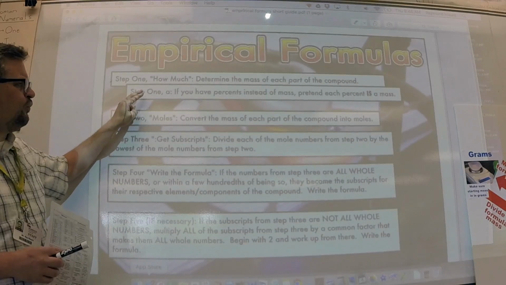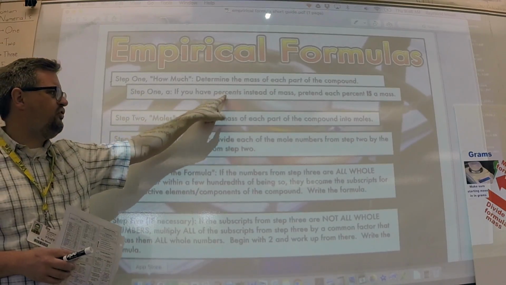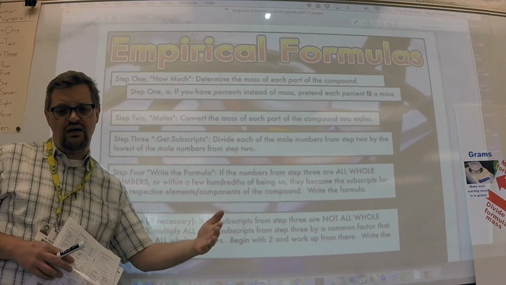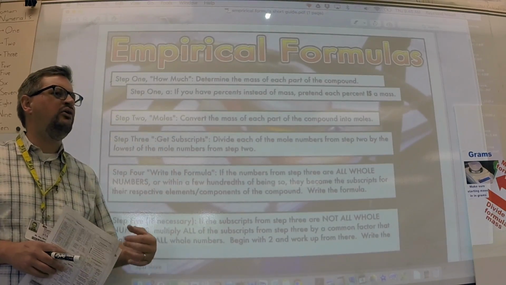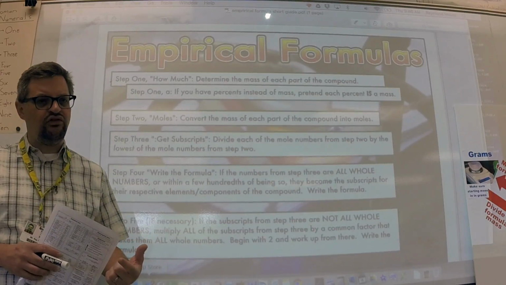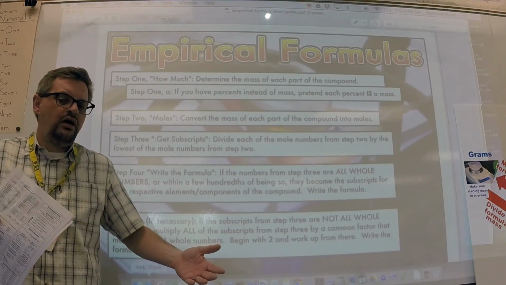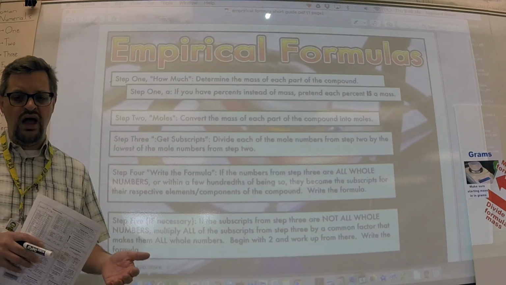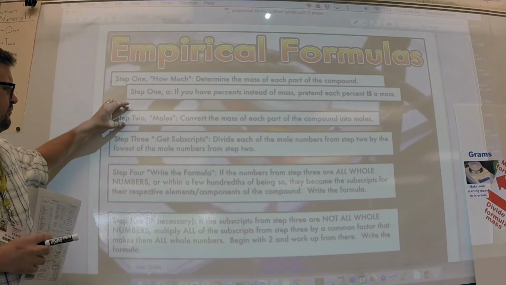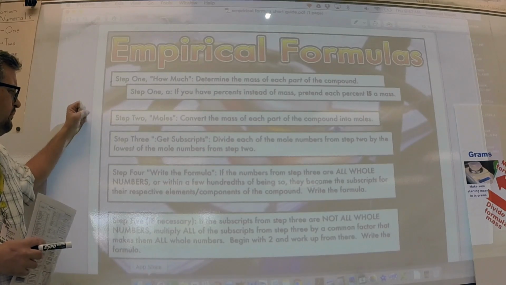If the masses or the amounts are given as percents, you just pretend each percent is a mass. So let's say we have a compound that's 70% iron and 30% oxygen. We just say, okay, we got 70 grams of iron and 30 grams of oxygen. So you convert mass to moles, that's step 2.